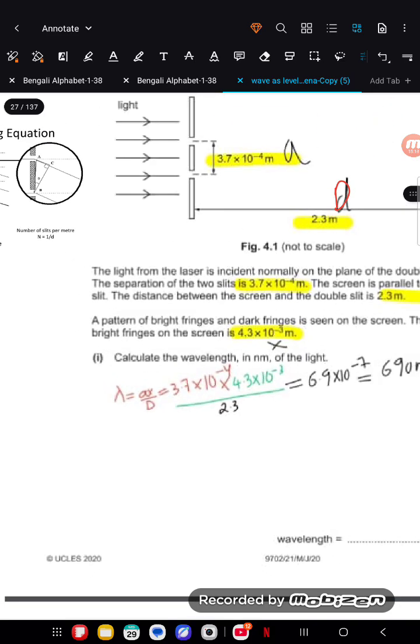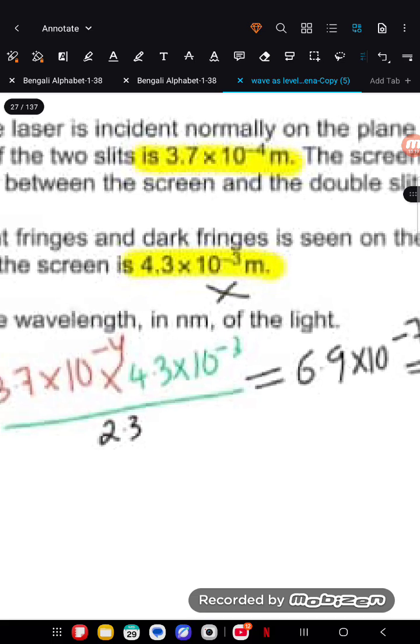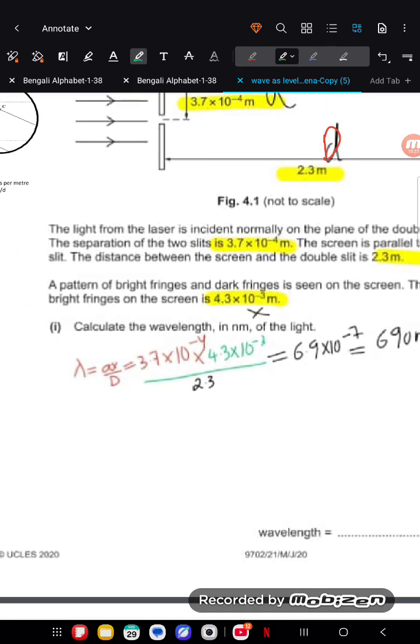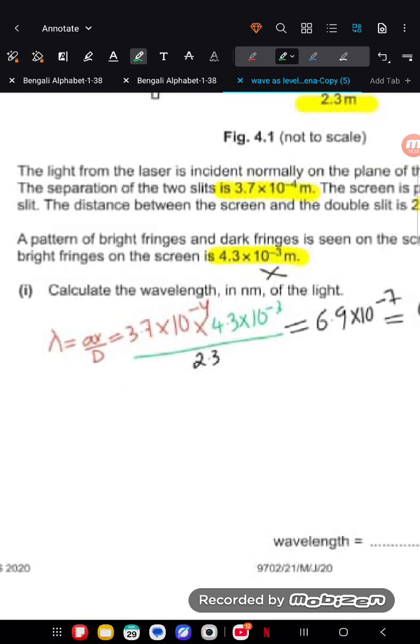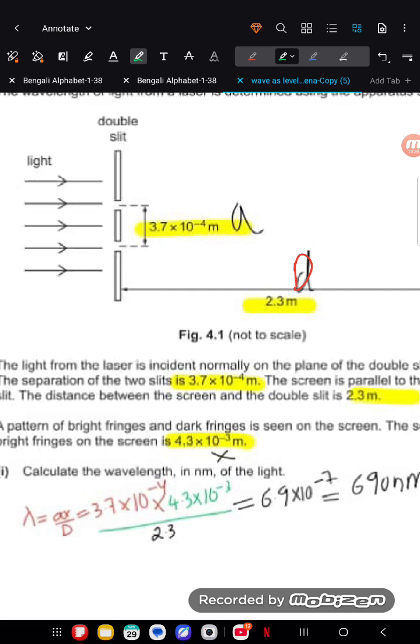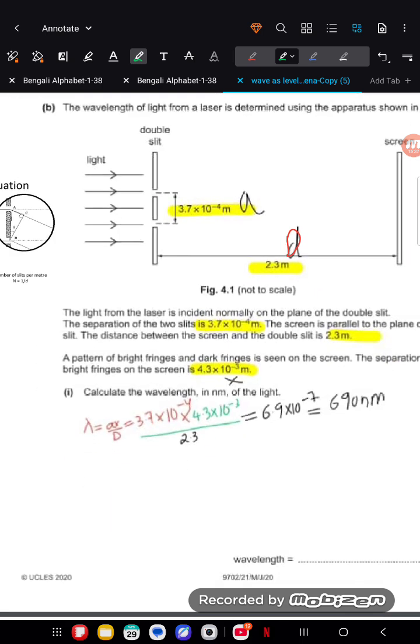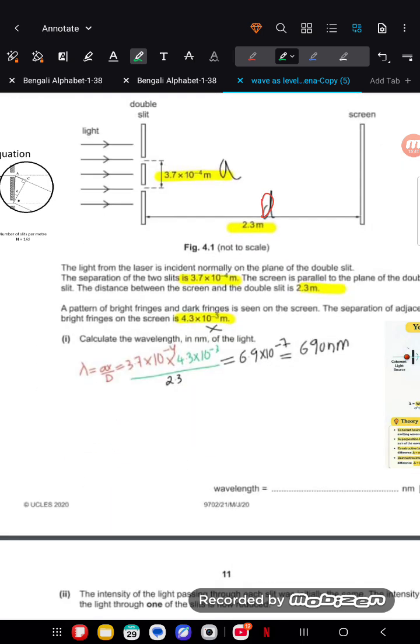In order to find wavelength you need a, you need x. So where is x? x is also here, 4.3. You can see x is here. This is 4.3 into 10 raised to minus 3, right? So everything is given, just put the value. a is also in meter. This you have to change into nanometer, right? So first solve the answer and change it into nanometer.